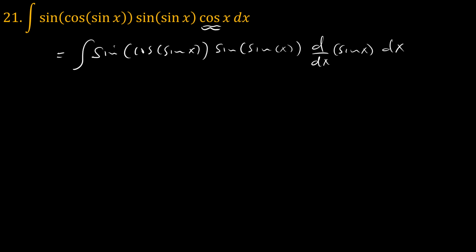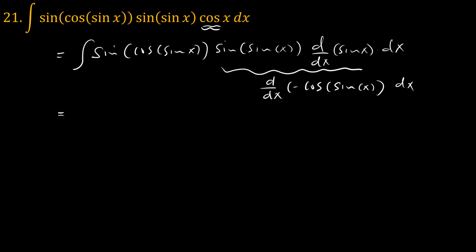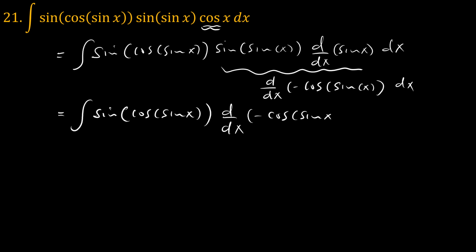So it's interesting because what we're seeing here is that this part here is the derivative of the negative cosine of sine of x, right? So that implies that our problem is sine of cosine of sine of x times the derivative of cosine of sine of x.